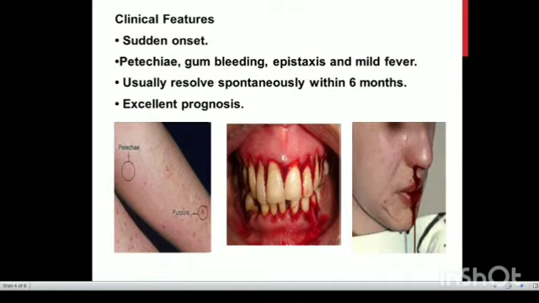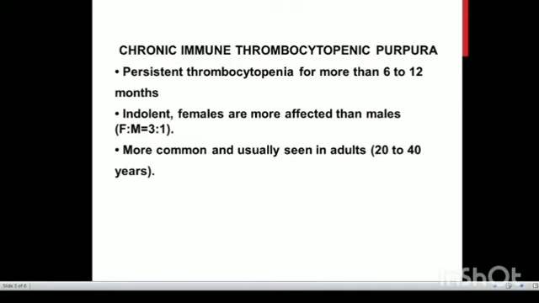Now let us discuss chronic immune thrombocytopenic purpura. Chronic ITP is defined as persistent thrombocytopenia that lasts more than 6 to 12 months. This is an indolent and more common form of primary ITP, and it is usually seen more in adults.